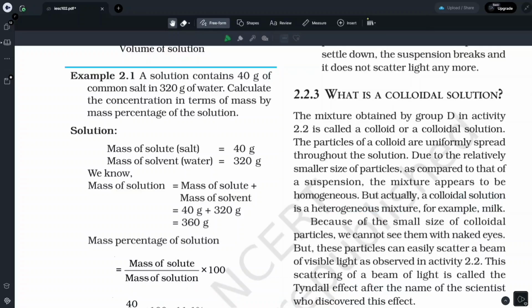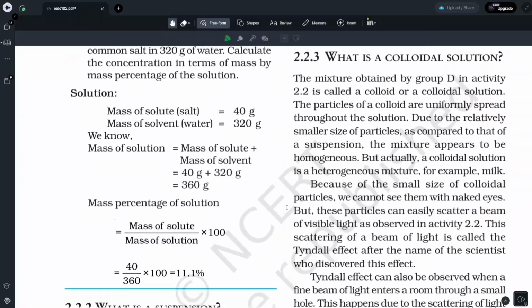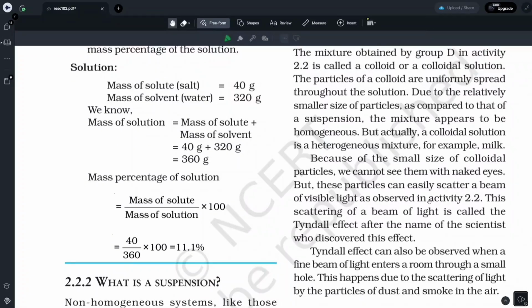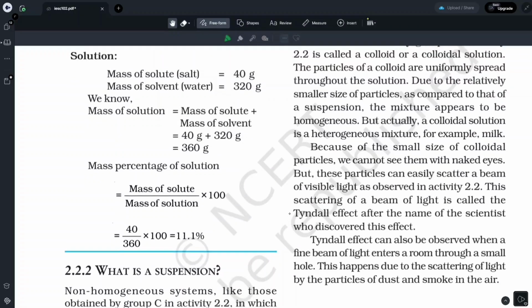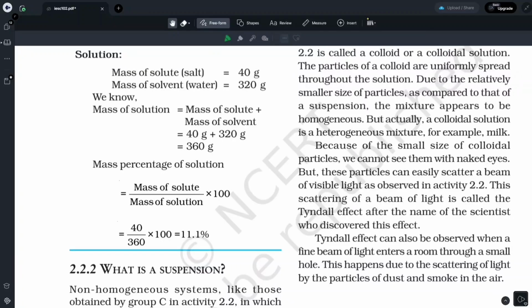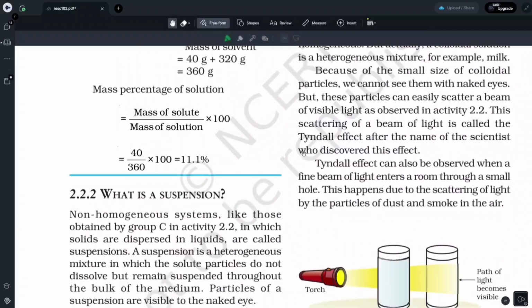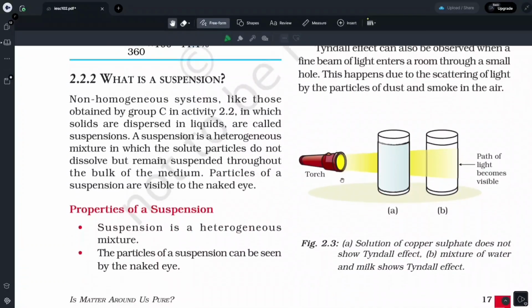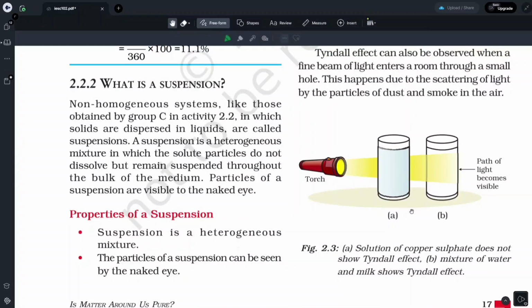For example, milk. Because of the small size of colloidal particles, we cannot see them with the naked eye, but these particles can easily scatter a beam of visible light, as observed in Activity 2.2. This scattering of a beam of light is called the Tyndall effect, after the name of the scientist who discovered this effect. The Tyndall effect can also be observed when a fine beam of light enters a room through a small hole. This happens due to scattering of light by the particles of dust and smoke in the air. Pause the video and check out the diagram.